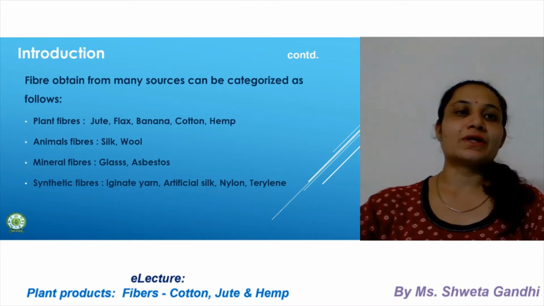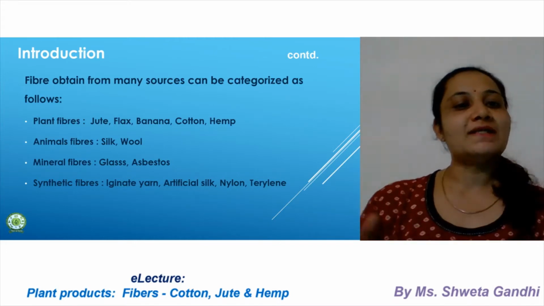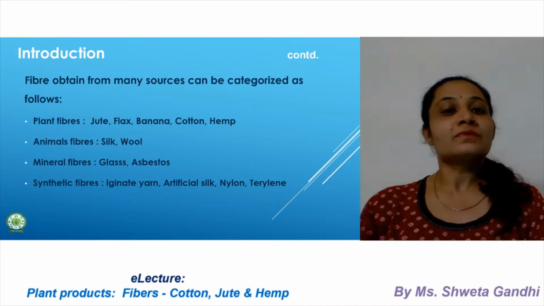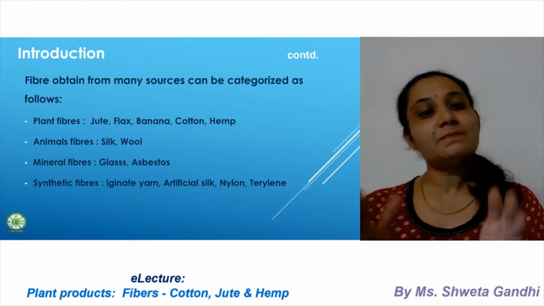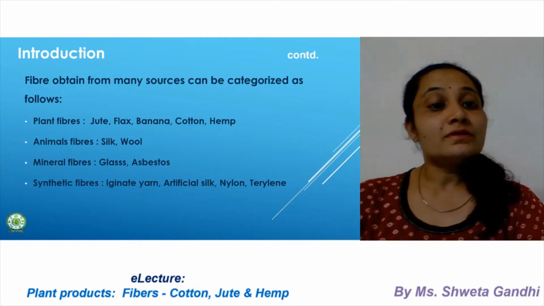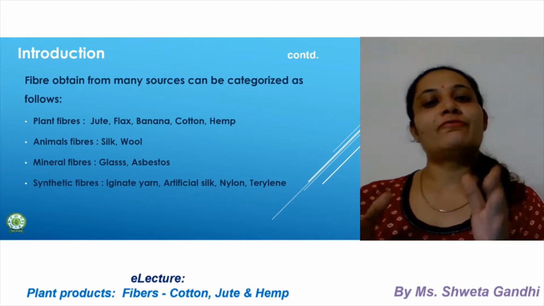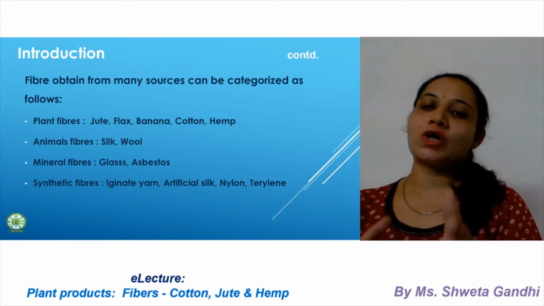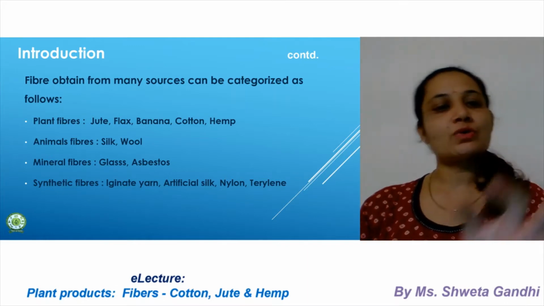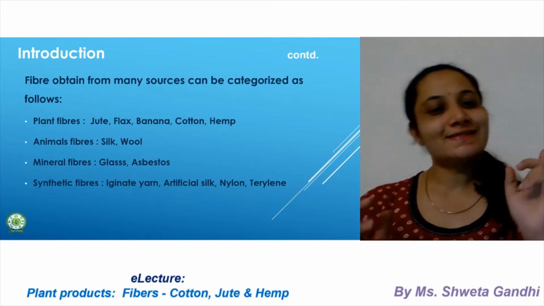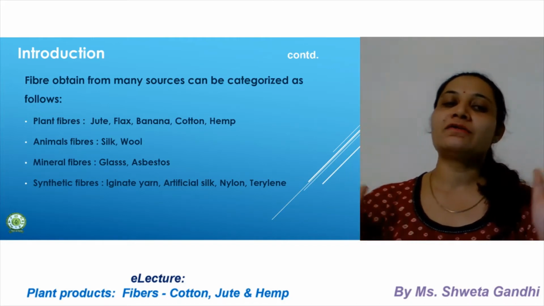Now, introduction. Fibers are obtained from many sources. For example, we are studying the plant fibers, so they are obtained from plants. Examples are jute, flax, banana, cotton and hemp. From all these five, we will study jute, cotton and hemp as per your syllabus. So we are studying only the plant fibers.